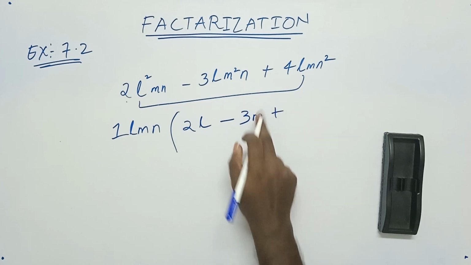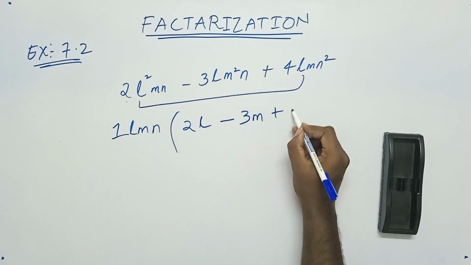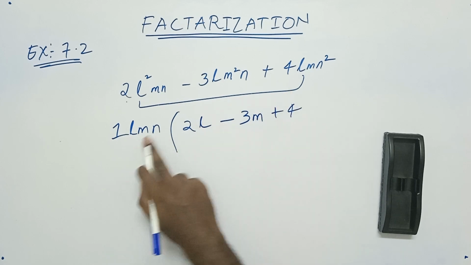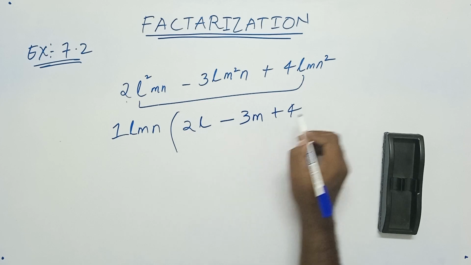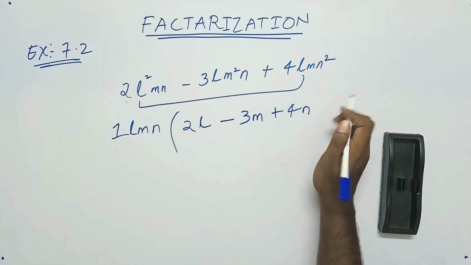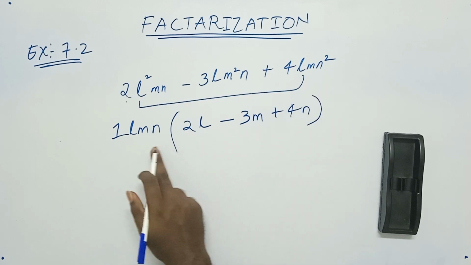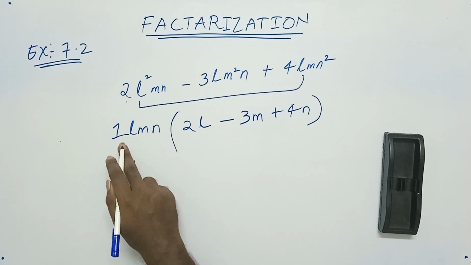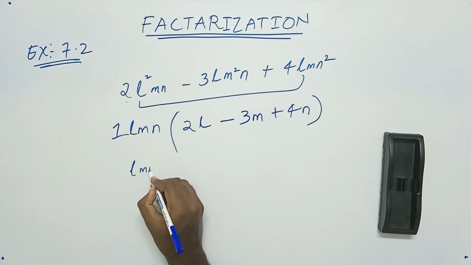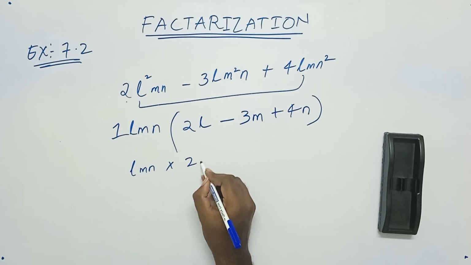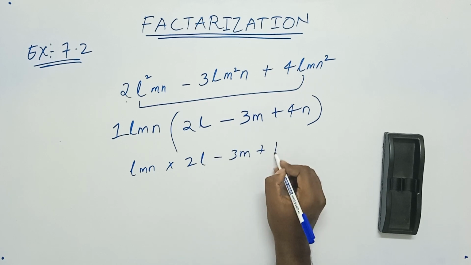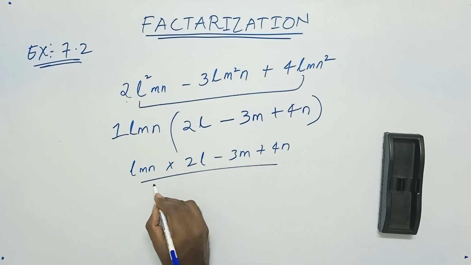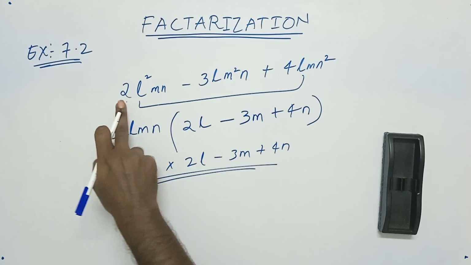So we are moving forward. So plus sign, 1 4s are 4, l into 1 is l, m into 1 is m, n into n is n square. So now we got the product of two factors, which is 1 into lmn, nothing but lmn. So lmn into 2l minus 3m plus 4n. So this will be the product of factors of the given expression.